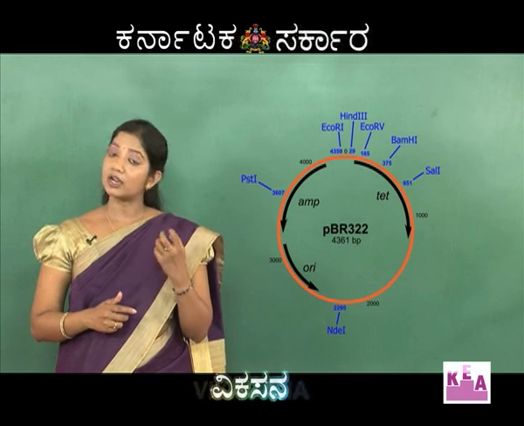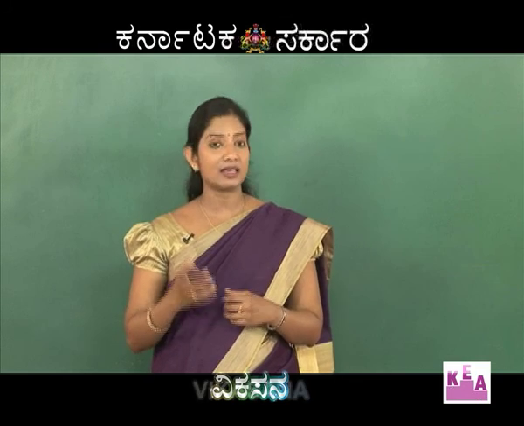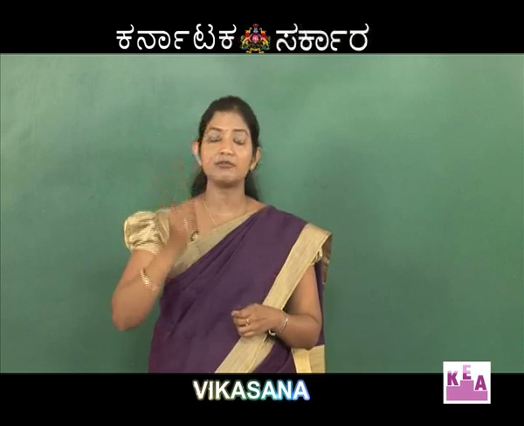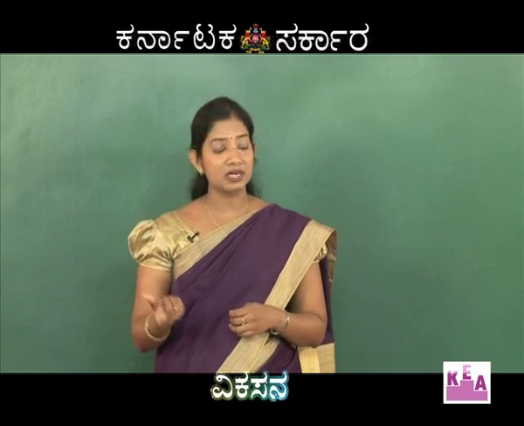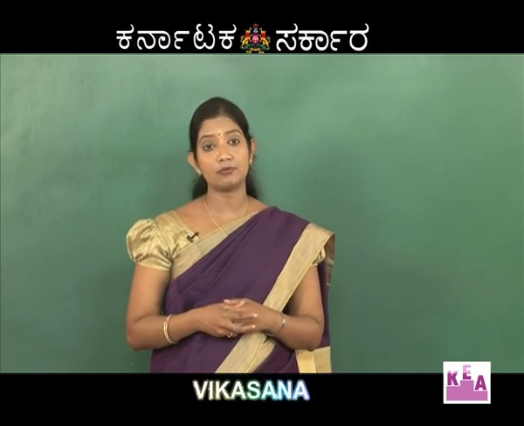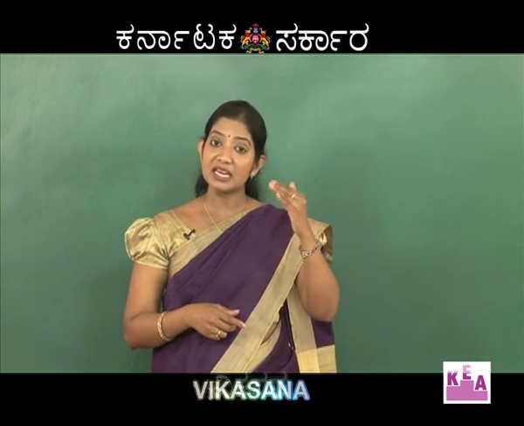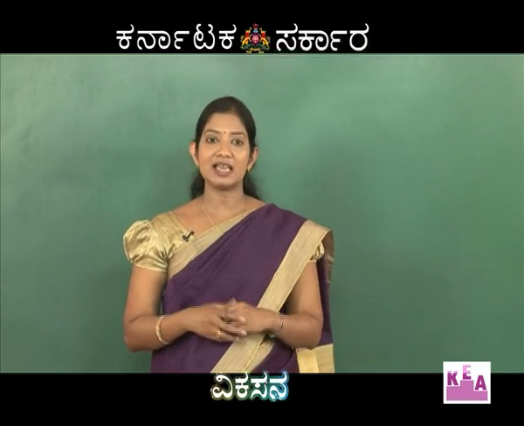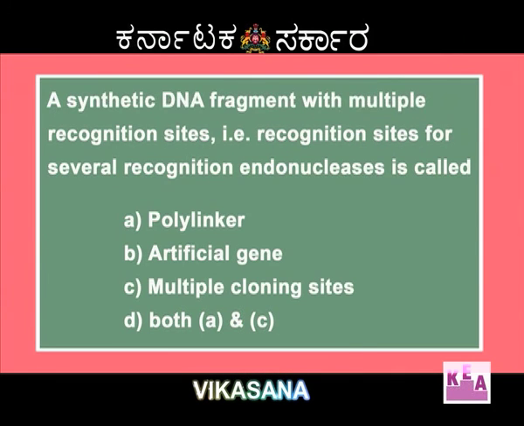So, to be a functional vector, what the vector requires is one more thing, that is the recognition site. When the respective restriction endonuclease is used, it will identify that area and give a nick or a cut in that area, so that the plasmid cuts open and we can insert the foreign DNA over there. But in some plasmids, many restriction sites are present together in one area. Such an area where a number of restriction sites are present together is called a polylinker or a multiple cloning site.